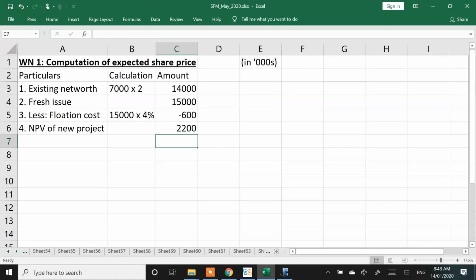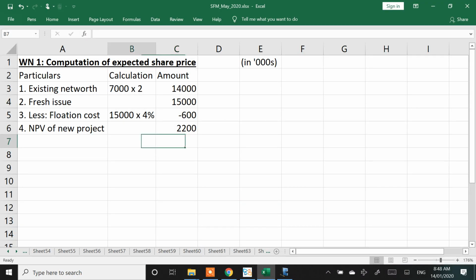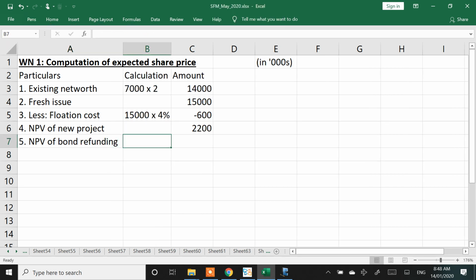And the balance funds are utilized for what purpose? Bond refunding. The new project will give me 2,200 and the balance is on bond refunding. So what am I going to get out of bond refunding needs to be seen now. So existing net worth 14,000, fresh issue 15,000, flotation cost is there, NPV of the new project is there, NPV of bond refunding needs to be calculated.